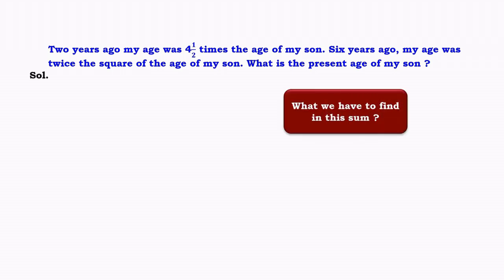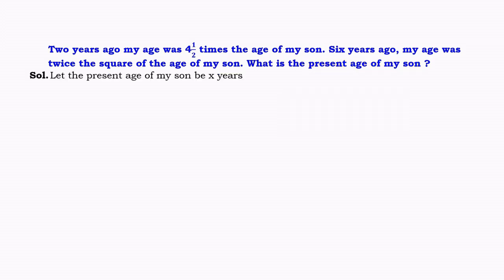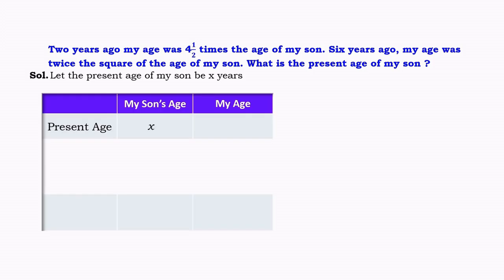First, let us understand what we need to find. We need to find the present age of the son. Since we do not know the son's present age, let us assume that his present age is x years. Now let us use the first condition.